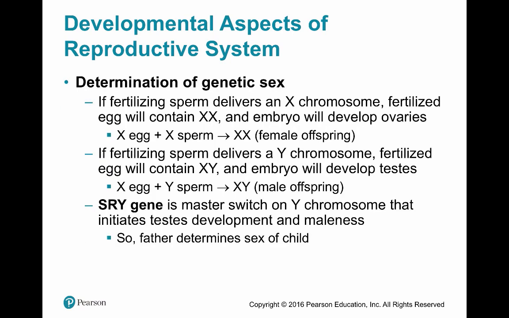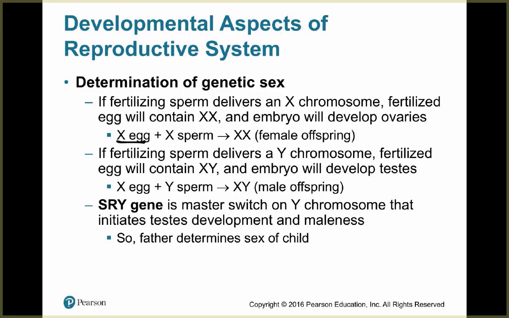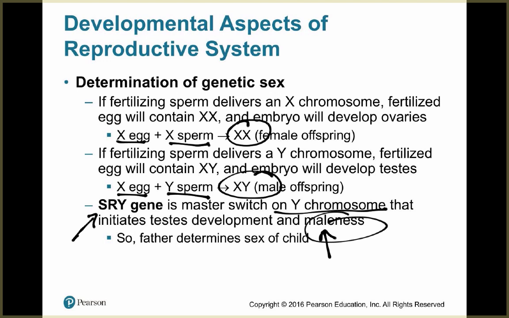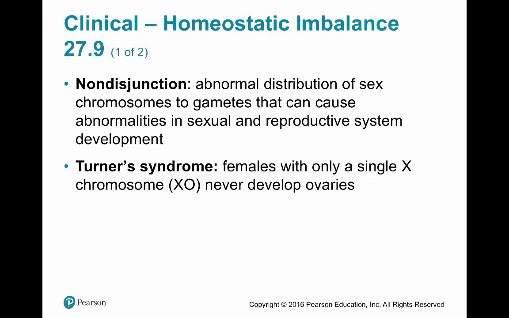Now, this determines the genetics of sex. If you get an X from the egg and an X from the sperm, you're going to be a female. If you get an X from your egg and a Y from the sperm, you're going to be male. And this SRY gene is a master switch on the Y chromosome that will initiate testes development and maleness. So the father determines the sex of the child. In history, where women were decapitated because they could not produce a male heir, it was actually the king's fault.